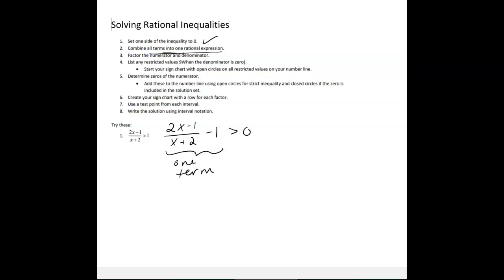So we're going to have to get a common denominator and do the subtraction so that we are in one term. So our common denominator will be x plus 2. And then we will have 2x minus 1 minus, and then we need to multiply that x plus 2 into the top of the second fraction. And then we need to simplify the top of the fraction. We need to take the subtraction through.